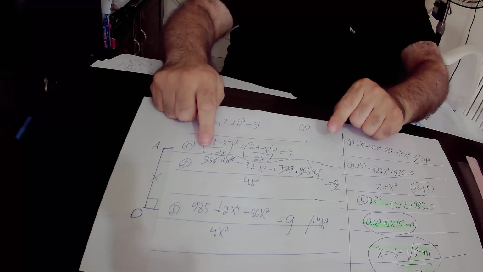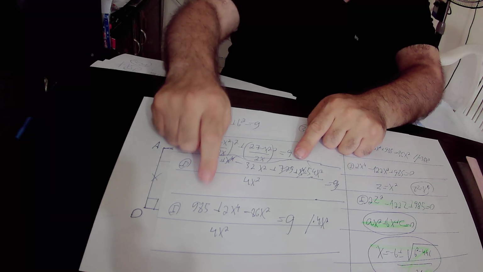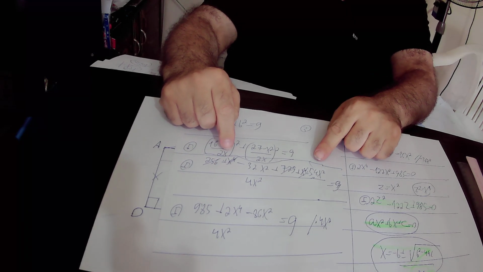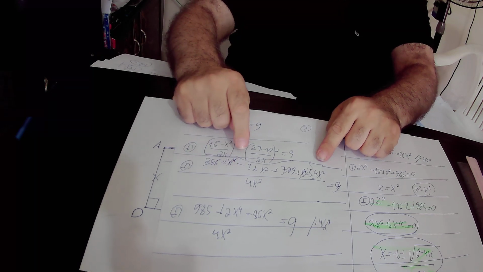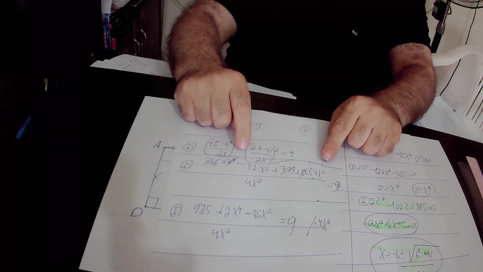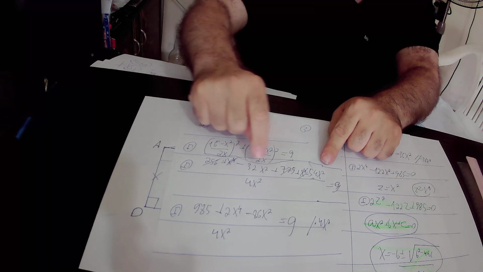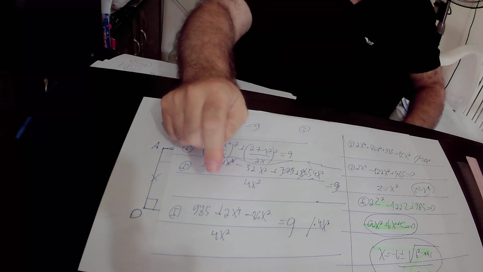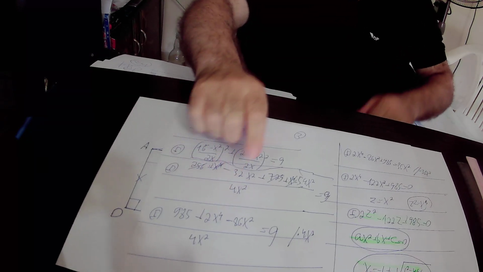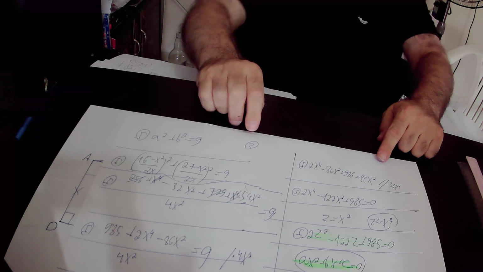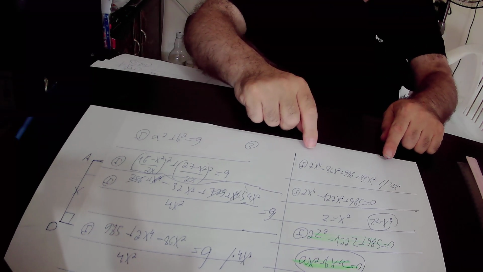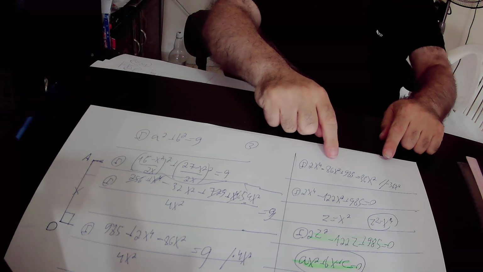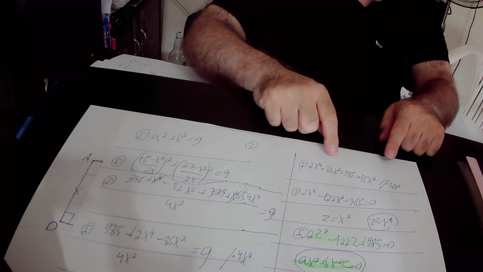Here 256 plus 729 is 985, x to the power of 4 plus x to the power of 4 is 2 times x to the power of 4, and minus 32x squared minus 54x squared is minus 86x squared, all divided by 4x squared equals 9. Here we multiply this equation number 1 by 4x squared, and found out that according to equation number 1, 2 times x to the power of 4 minus 86x squared plus 985 equals 36x squared.